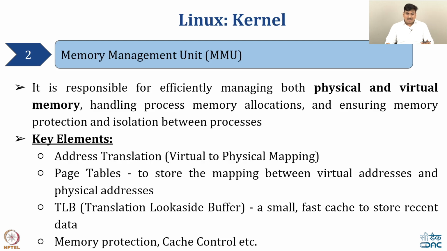When we talk about the key elements of the MMU, it is address translation, like mapping from virtual to physical memory and physical to virtual memory, vice versa, managing the page tables, then the creation of the TLB, translation lookaside buffers, which is a part of memory that is very small in size to store recent data. So, management of this TLB is part of the memory management unit. Then memory protection and cache control, all these aspects are taken care of by the memory management unit of the Linux kernel.